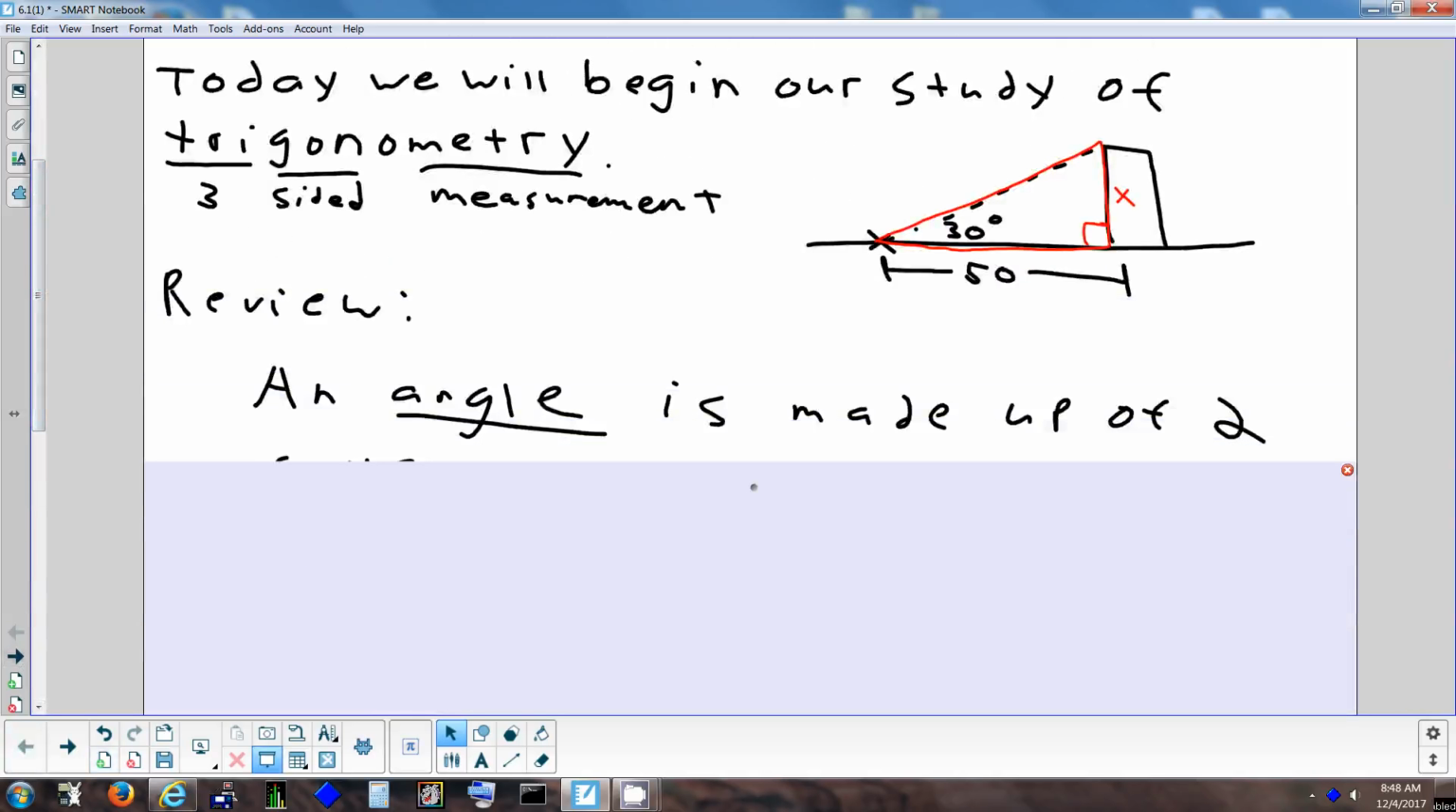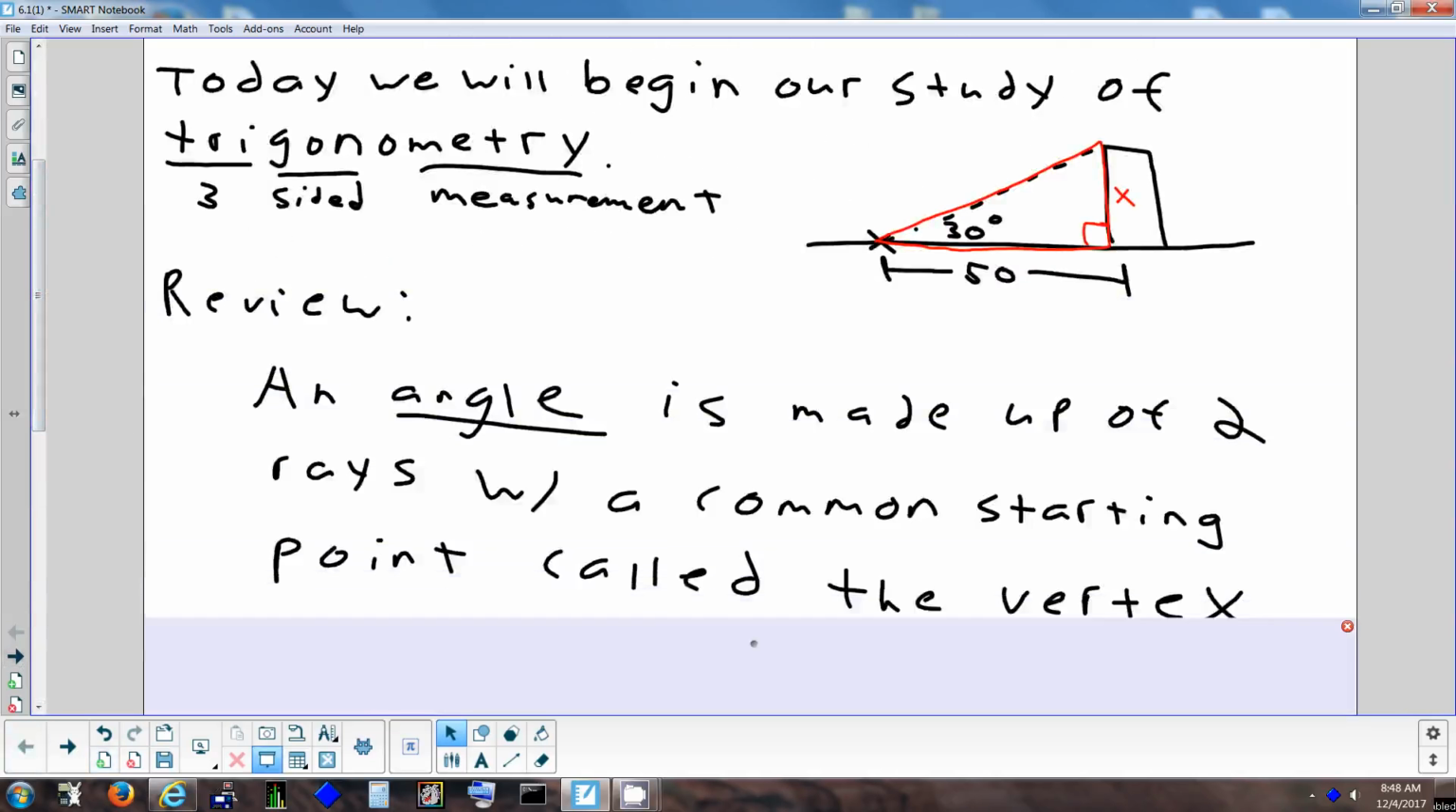All right, so let's just start out by talking about really basic things in trig, which is what's an angle. An angle is made up of two rays that have a common starting point called the vertex. And that's the definition of an angle if you're just going to draw it by itself.